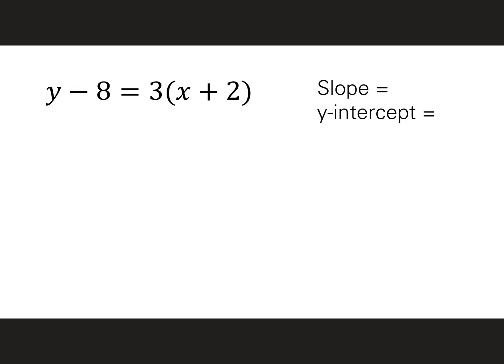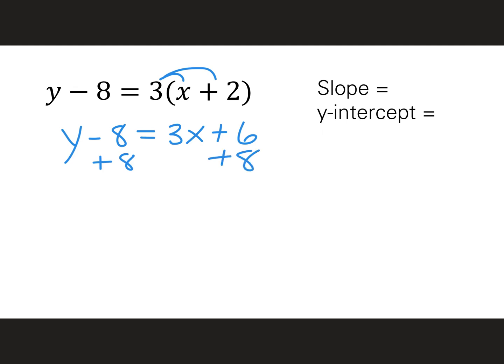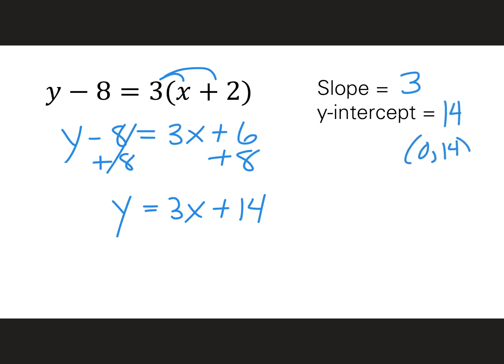Because to find the slope and y-intercept, you need to have it in slope-intercept form. I have to have it solved for y. So who's bothering the y? The -8. But, oh, I got those parentheses. I got to get rid of that too. So I'm going to do that first. Get rid of my parentheses. So I have y minus 8 equals 3x plus 6. And now I'll get rid of that -8 with a +8. Just like this. y equals 3x plus 14. Now, what is the slope? Well, the slope is 3 and the y-intercept is 14. That wasn't too bad, was it?